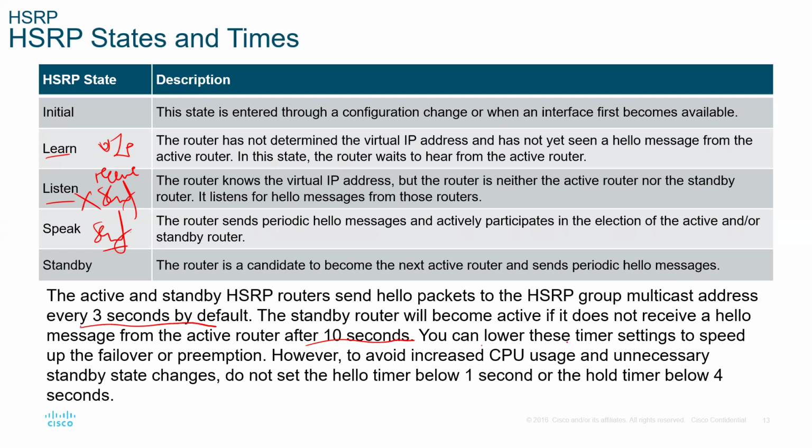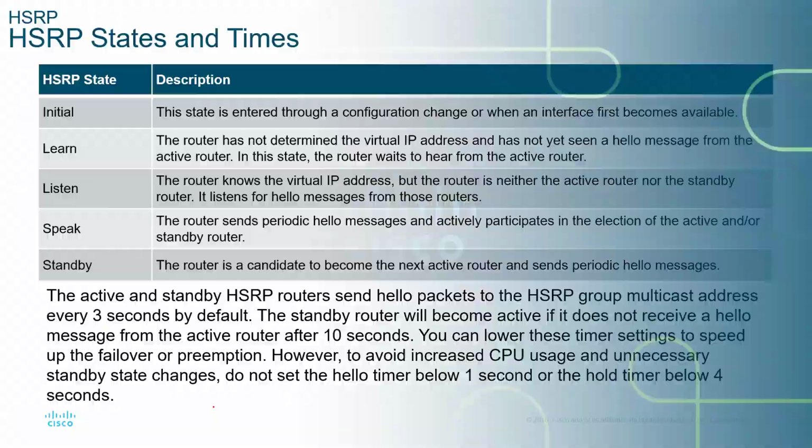You can lower these timer settings to speed up failover or preemption. However, to avoid increased CPU usage, do not set the hello timer below 1 second. Lowering that timer means you have a faster failover process. However, it means hellos are sent every second, so the processing load is higher and the devices need to be very strong. And that's it for HSRP. I don't think it's a very big module. Done.